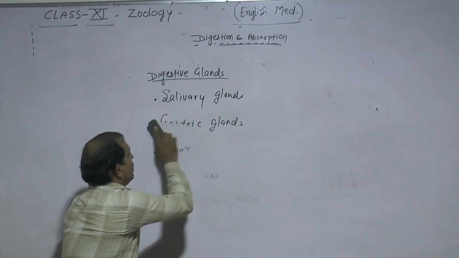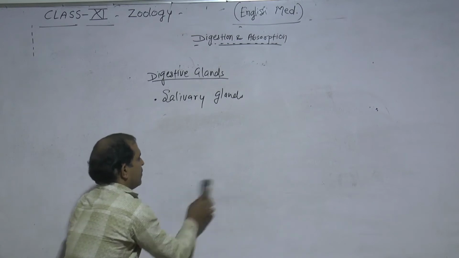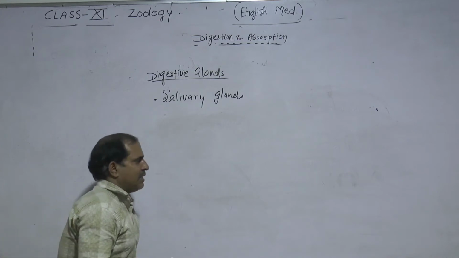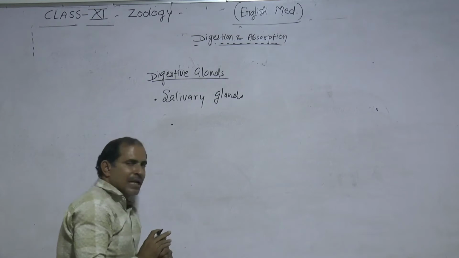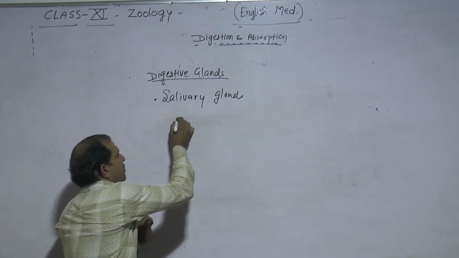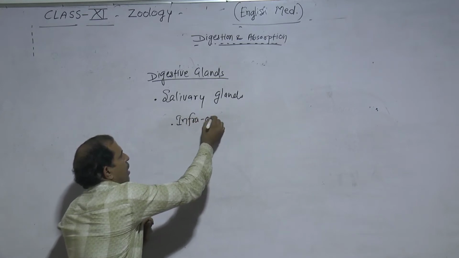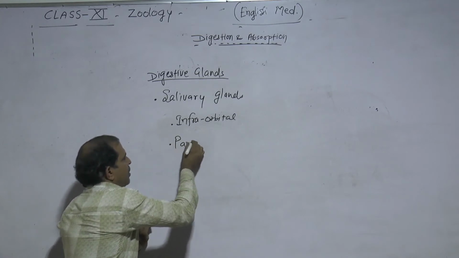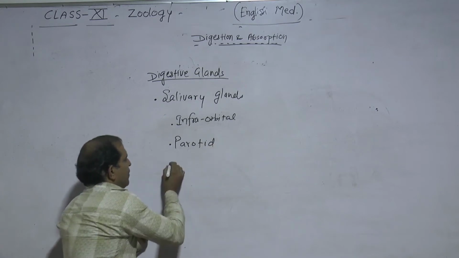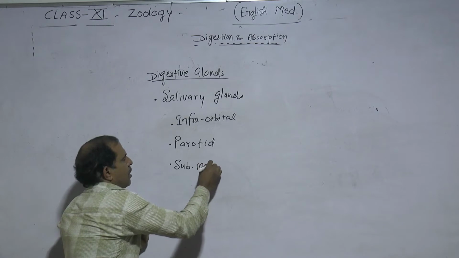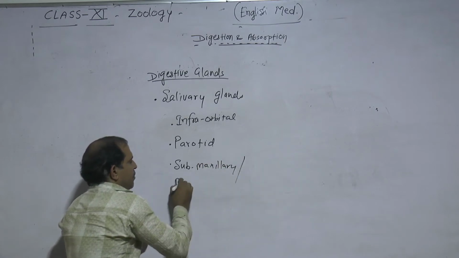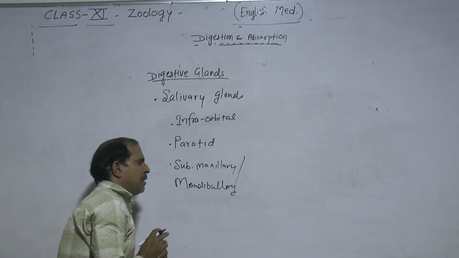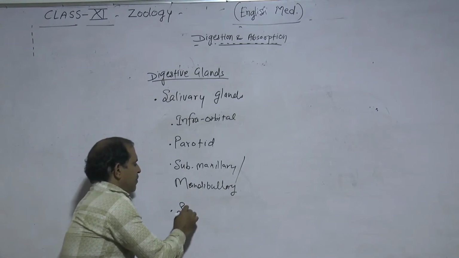The first is salivary glands. In the animal kingdom, 4 types of salivary glands are present, in which the first is the infraorbital salivary gland, the second one is the parotid salivary gland, the third one is the submaxillary or mandibulary gland, and the fourth one is the sublingual salivary gland.